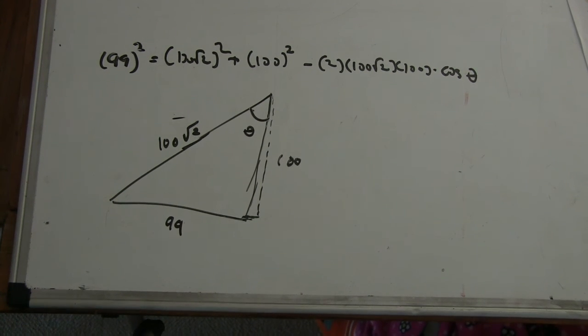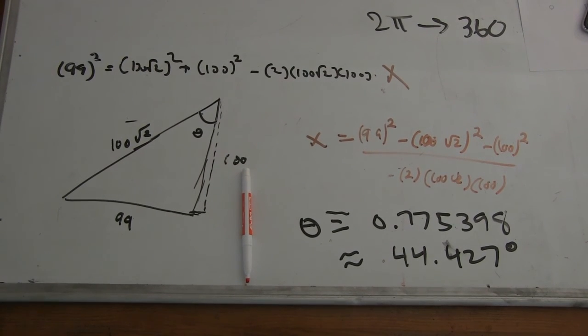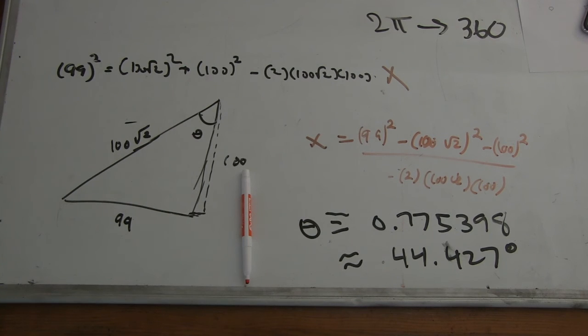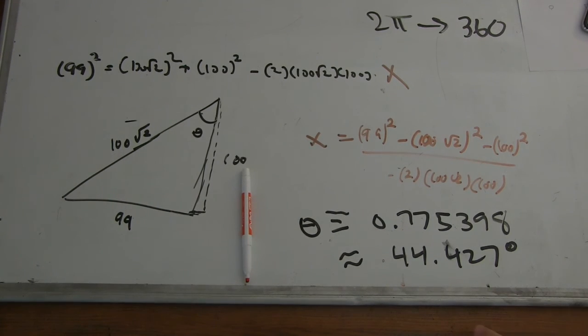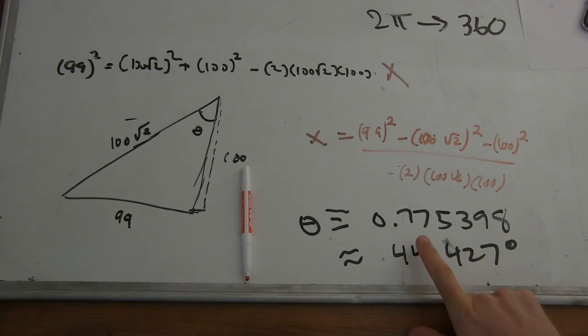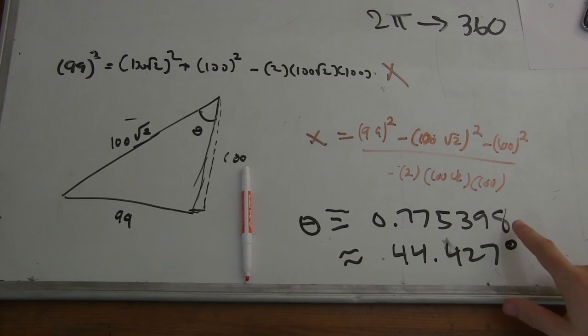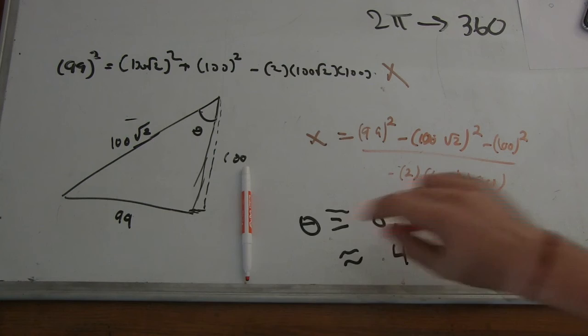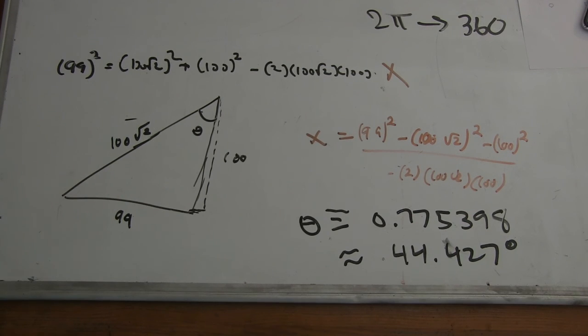Okay, so we did out the calculation using the law of cosines, and we found that it was about 0.775 radians, which was about 44.427 degrees. So does that seem right? Yeah, it's close to 45 degrees. Are you surprised it's not closer? Yes, it seems like just changing from 100 to 99 had a pretty big impact, actually. Yeah, it shifted about half a degree.